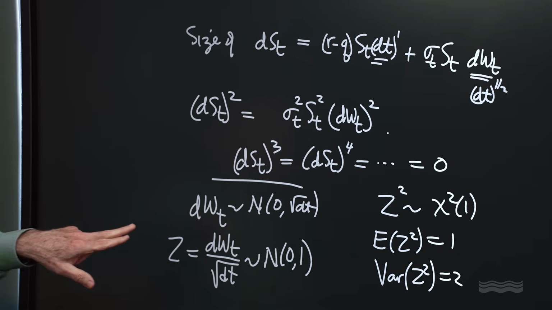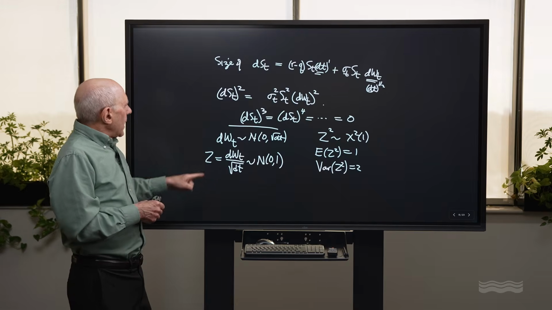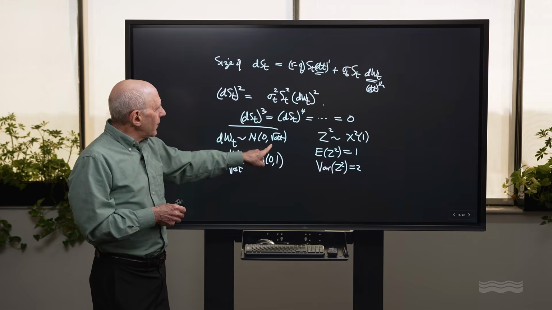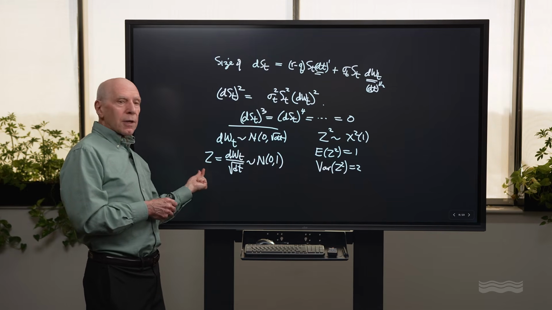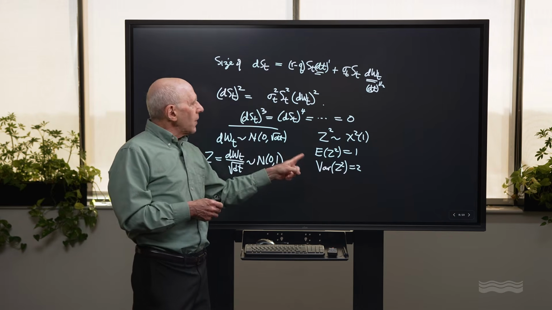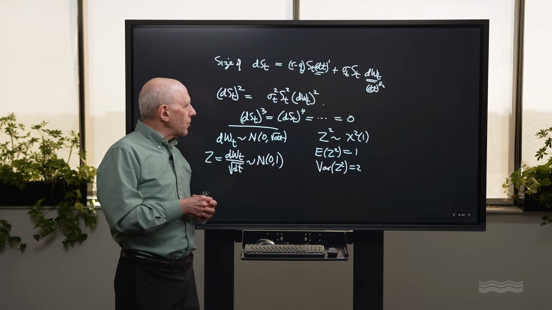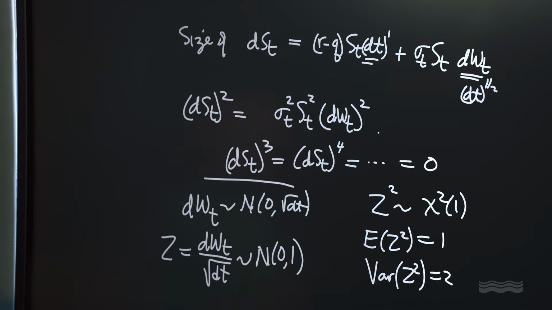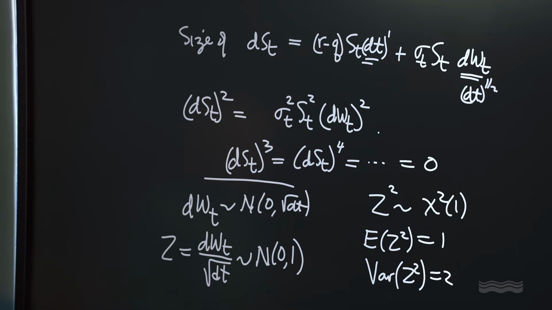So dWt is normal with mean 0, standard deviation square root of dt. If I take a normal random variable minus its mean, which in this case is 0, and divide by the standard deviation, that standardizes it so it becomes a standard normal, which we can call Z, because everybody thinks of Z as the name of a standard normal. Well, Z squared is always chi squared with 1 degree of freedom. And we know about the chi-squared distribution. Its mean is 1, its variance is 2. So now we know the mean and variance of the square of dWt over the square root of dt.